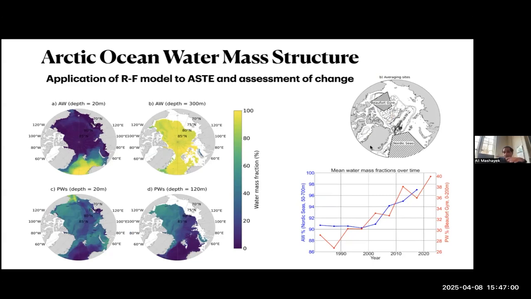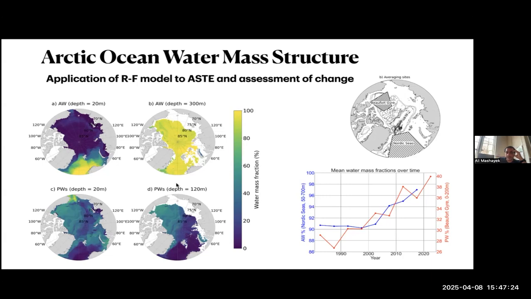So again, this is based on data, and then we did the classification of water masses, and now we can go to state estimates. In this case, we're applying it to the Arctic Ocean state estimate. This is coming out of a group at UT Austin, Patrick Heimbach and Yoon and Helen Pillar.